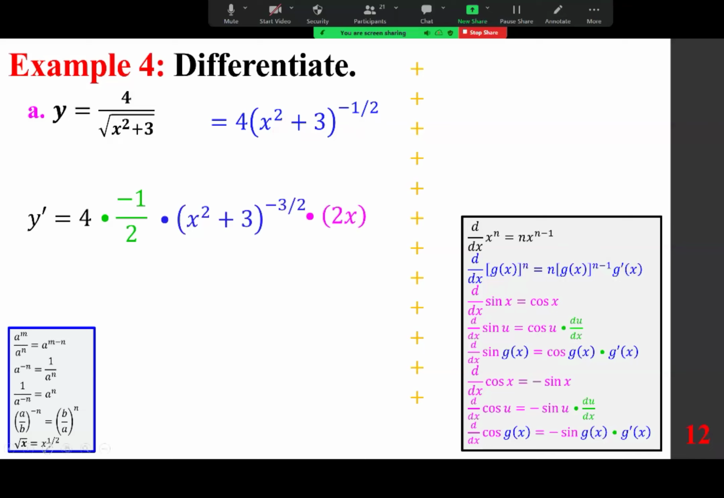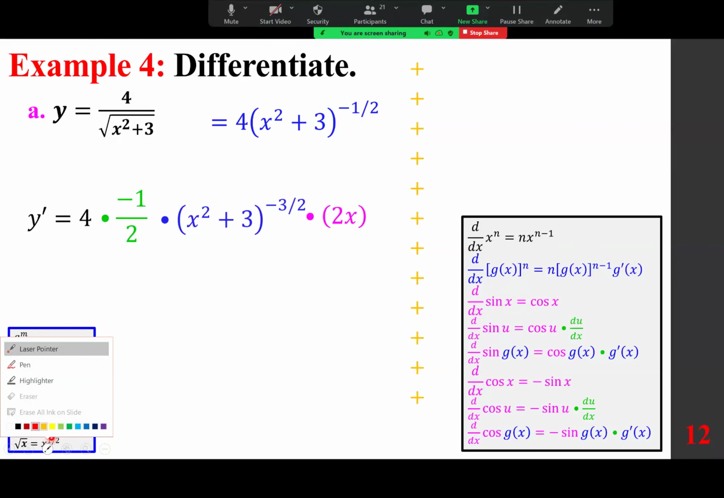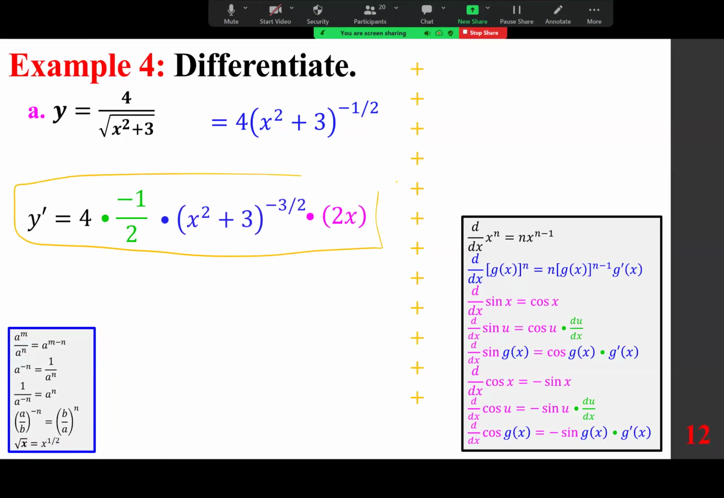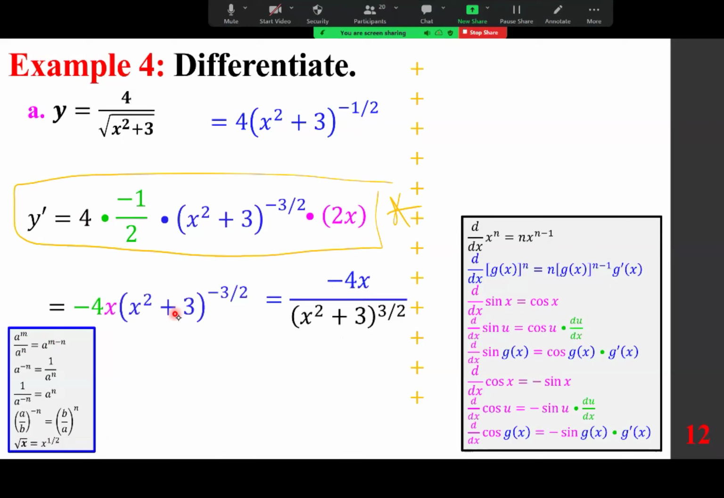With calculus. Here's the calculus step, and we are done, everybody. Everything else is algebra. So 4 and negative 1/2 is negative 2. And 2, negative 4x. This one goes down, becomes positive 3/2. And you put it in the same format, becomes negative 4x over the square root of (x squared plus 3) to the power of 3, just to have it in the same format, everybody.